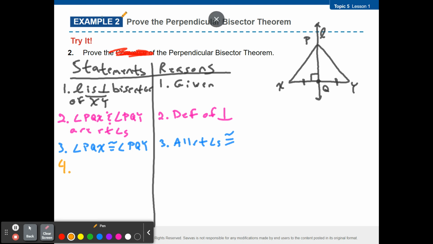Next thing I'm going to state is, now remember they say this is a perpendicular bisector, which means that this and this should be congruent to each other. So I'm going to put XQ is congruent to QY. That's by definition of a segment bisector.